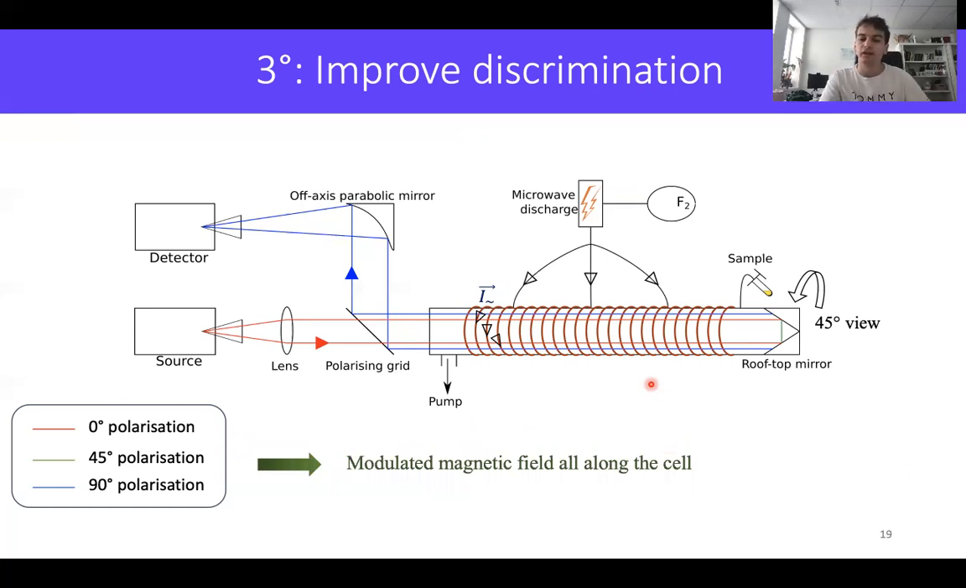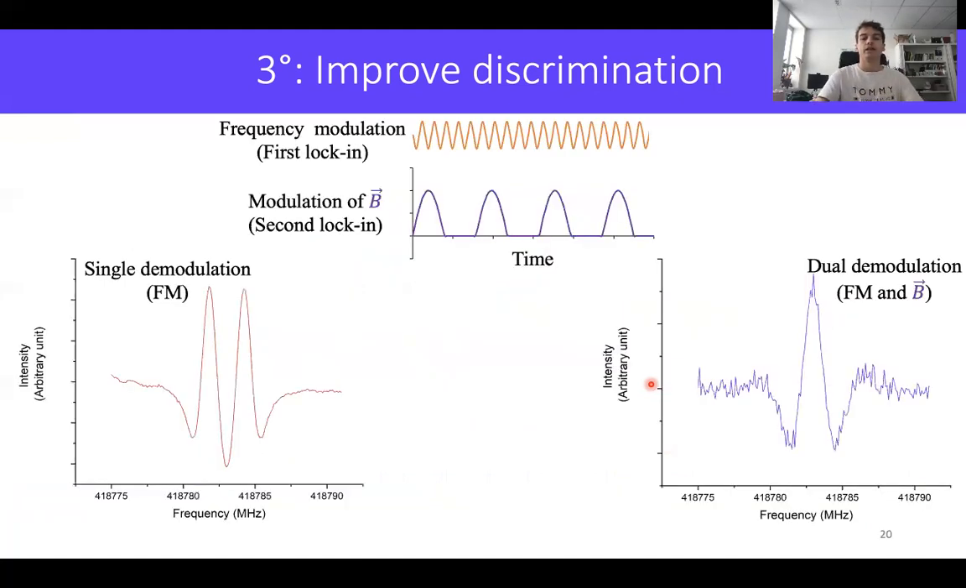Then we modulate the magnetic field during the spectra. We have a larger magnetic field than previously with only the permanent magnet, so we have a larger Zeeman splitting. Then, with the second lock-in, we demodulate the signal at the frequency of the magnetic field modulation. We have 2 outputs. The first lock-in gives the single demodulation with the frequency modulation, as before. But on the second lock-in, we have a dual demodulation, with the frequency one and the magnetic field one, and this is the result. It's only the result of the lines which changed during the magnetic field off and on.